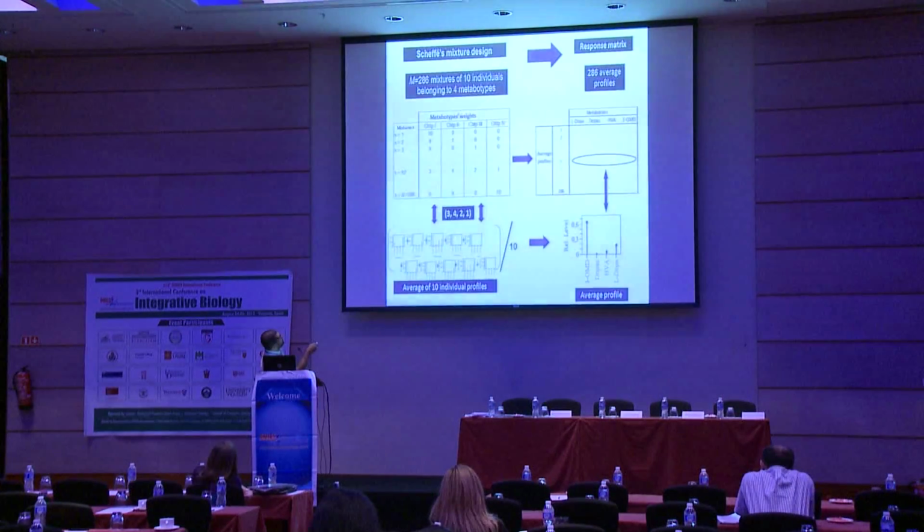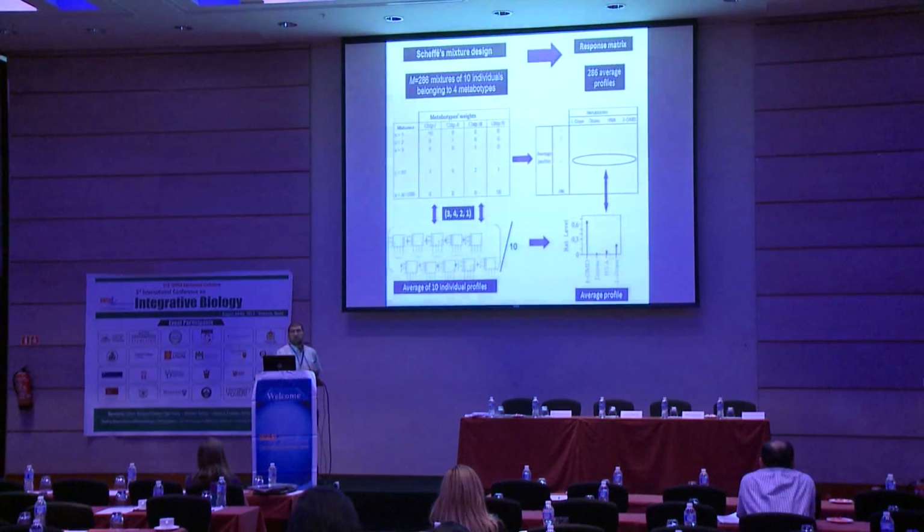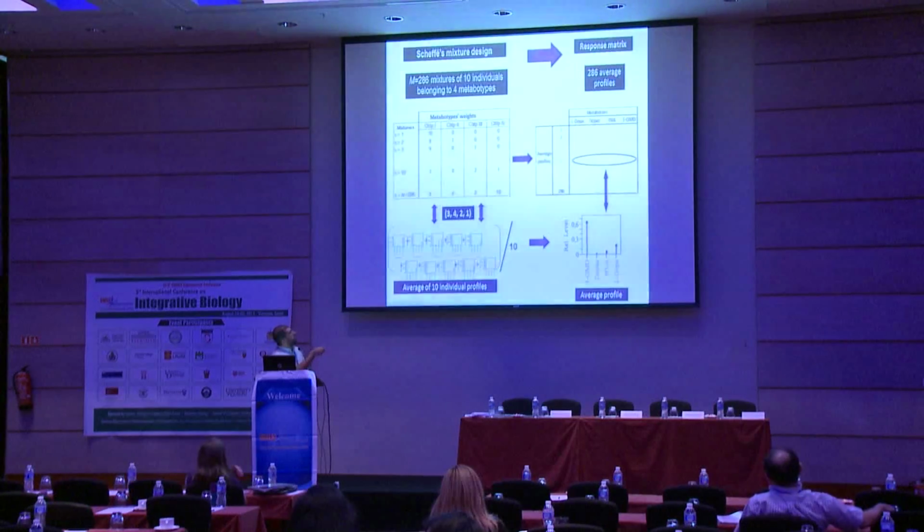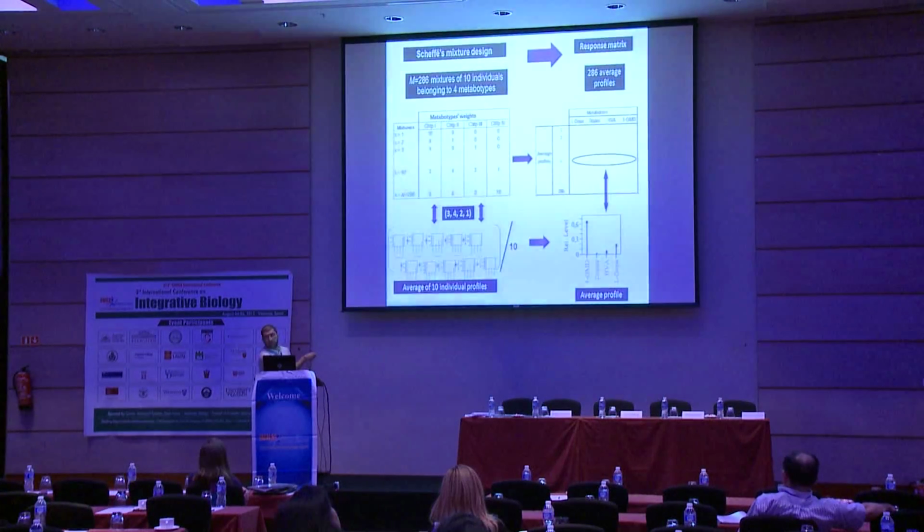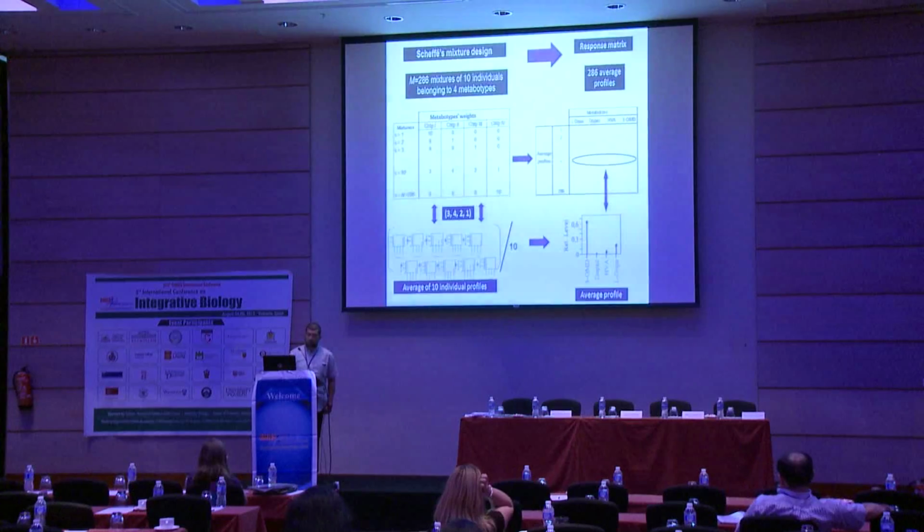With 286 mixtures, we obtained a response matrix containing 286 average metabolic profiles. At this step, it is important to underline that each average metabolic profile was calculated from only 10 randomly sampled individuals, making the within-group variability poorly explored. To overcome this variability deficit, the mixture design and its elementary response matrix need to be iterated several times.